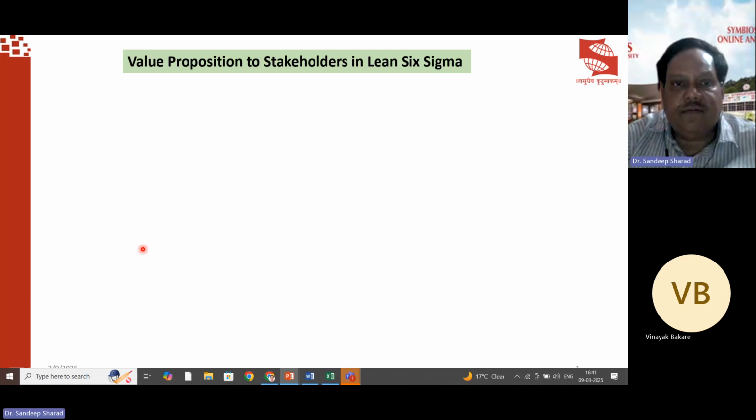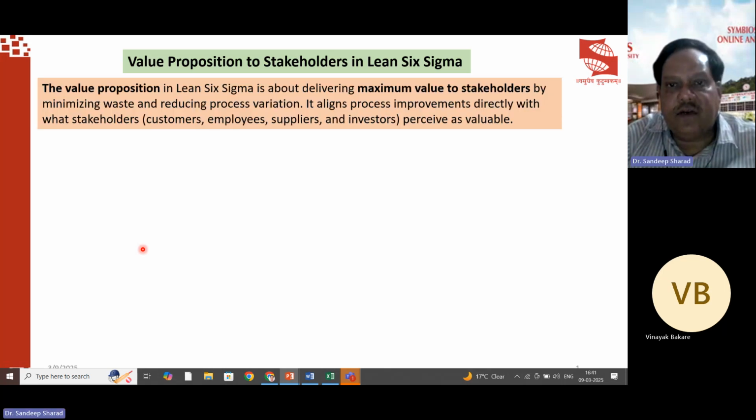Now coming to the question: what is the value proposition to the stakeholder in Lean Six Sigma? The value proposition in Lean Six Sigma is about delivering maximum value to stakeholders by minimizing waste and reducing process variation. It aligns process improvement directly with what the stakeholders, customers, employees, suppliers, and investors, perceive as valuable.